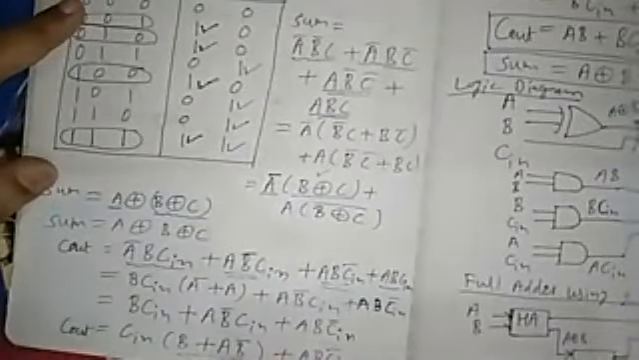Okay, the sum expression will remain the same, A XOR B XOR C. Now we know what a carry is. The carry expression we have here is A bar B Cn plus A B bar Cn plus A B Cn bar plus A B Cn. This is therefore C out. From that we can derive the expression. Okay, let us derive for C out.